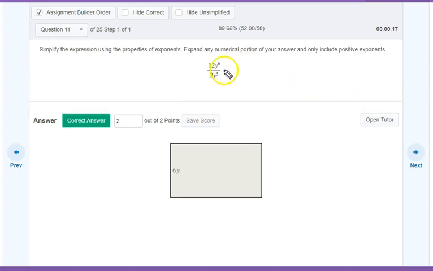Now for this one, 2 will go into 12 6 times, and we're going to bring the 5 up. It crosses the division bar, it becomes a negative 5. 6 minus 5 is y to the first power, but we don't write the 1. If you do, they're going to take off points. Okay, let's go on.